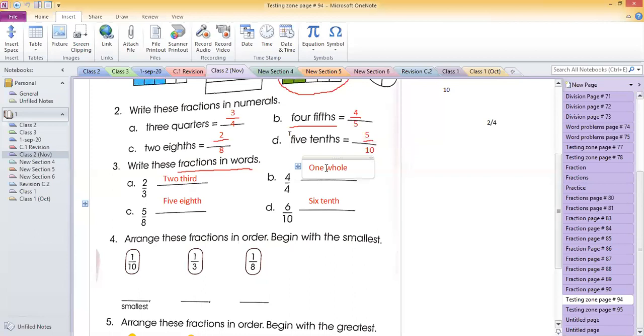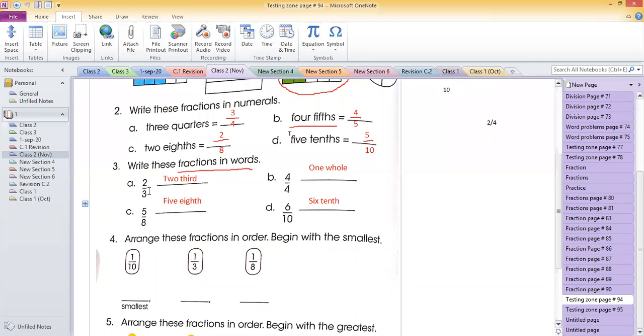The next was to write the fraction in words. So 2/3. We know that we always write the first number in words as a cardinal number. So 2 we write the same as 2, and 3 we make an ordinal, and 3 in the ordinal sense we say 3rd.